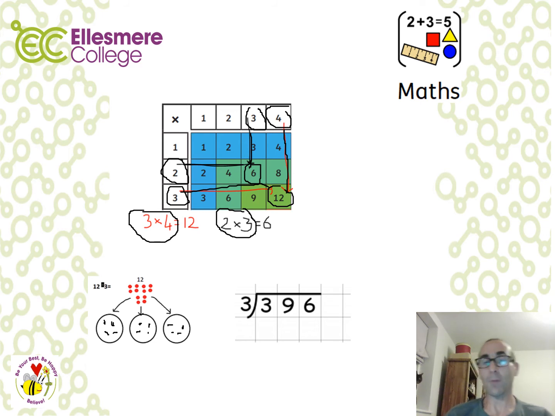In the final example here, this is the bus stop method which we would use for longer, more complicated divisions. So we start from left to right. So from here we have 3 divided by 3 which equals 1, 9 divided by 3 which equals 3, and 6 divided by 3 which equals 2. And this now gives us our answer of 132. And this is how we use the bus stop method to calculate longer divisions.